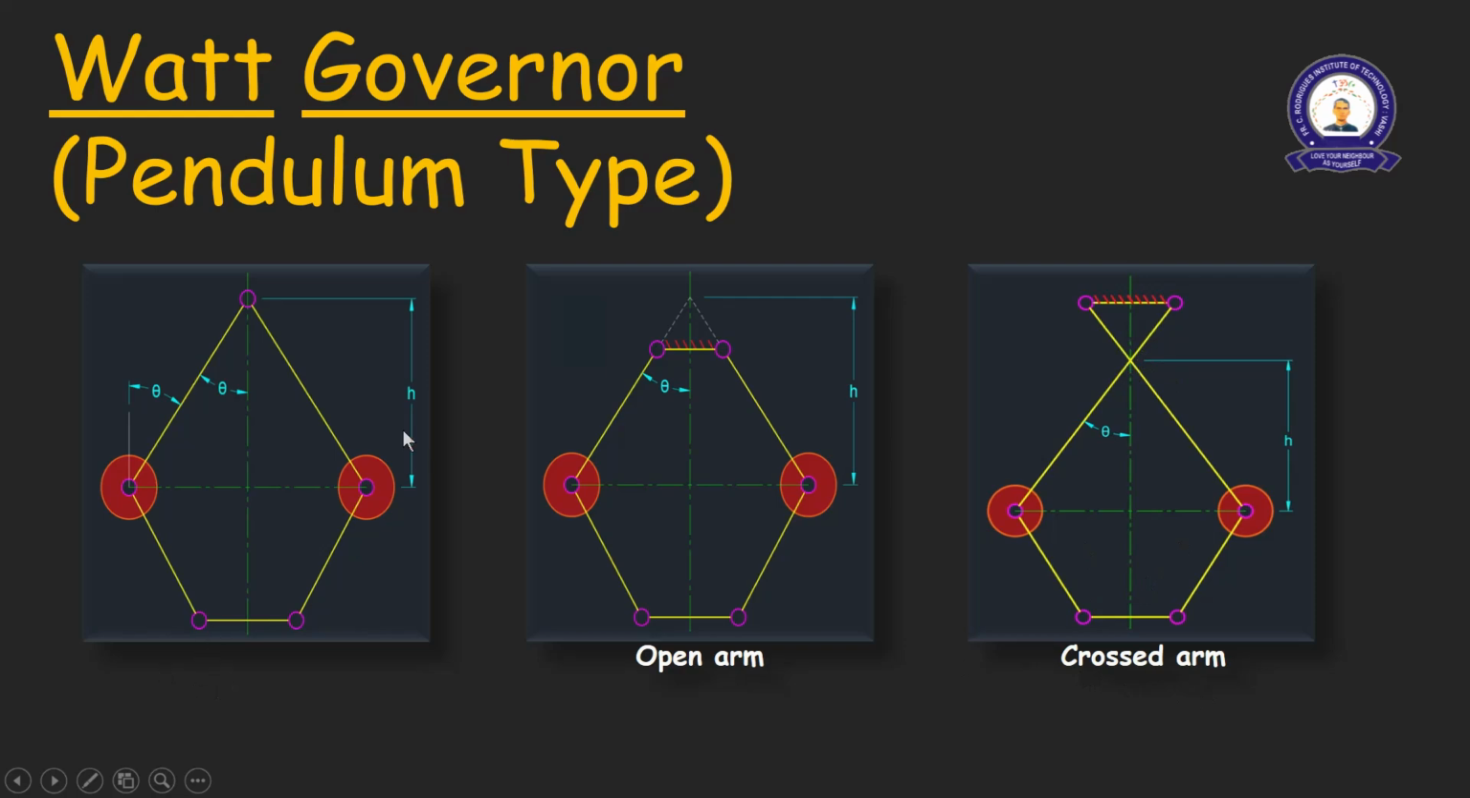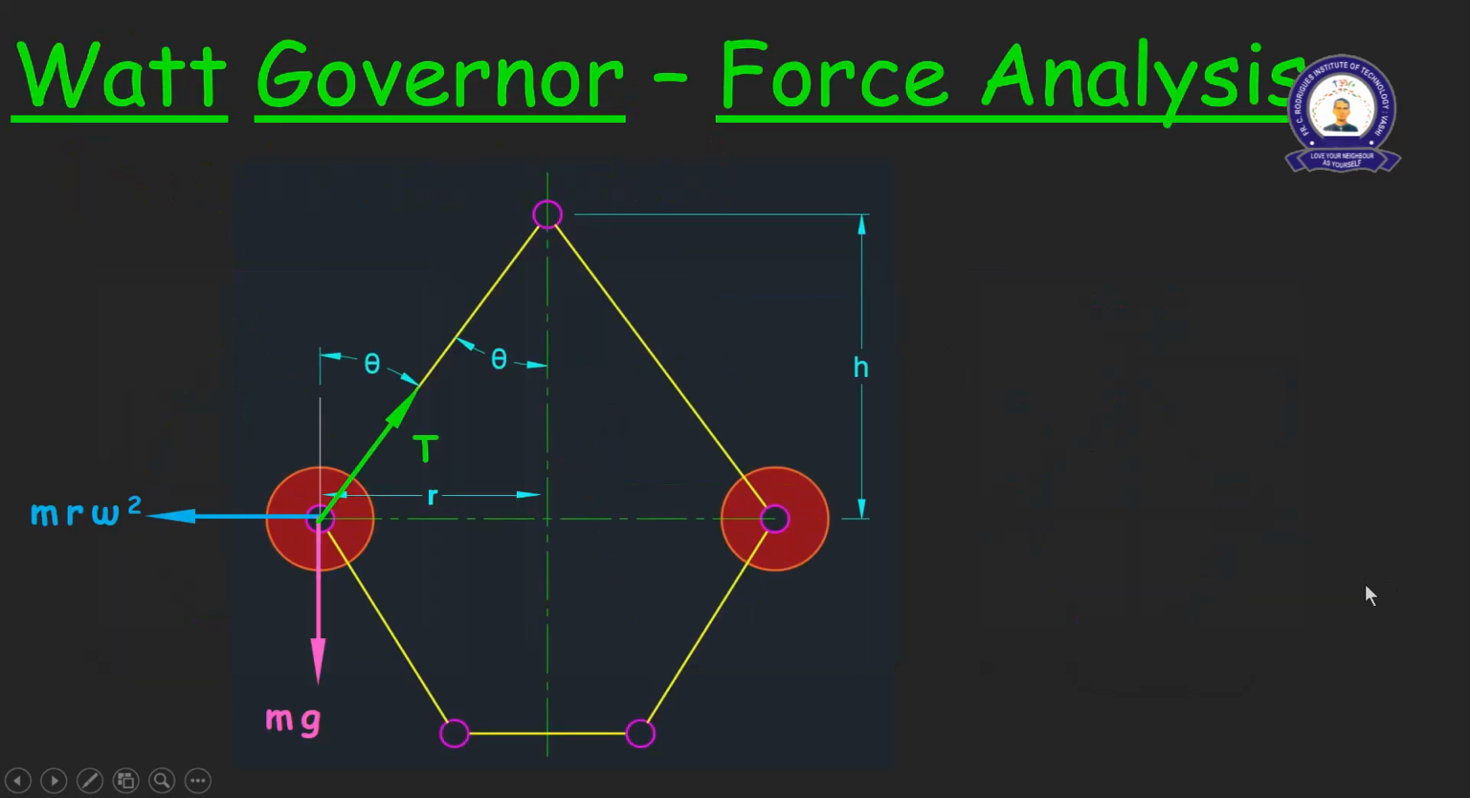Irrespective of the type, the height h of the governor, or these masses, is always measured from the intersection of the pendulum arm with the spindle axis, from that point to the center of the mass. This vertical distance will always be called h, whereas the angle theta, the inclination of the pendulum arm, will always be the angle between the spindle axis and the pendulum arm. So that is the takeaway from this slide. Let's next see the force analysis of the Watt governor.